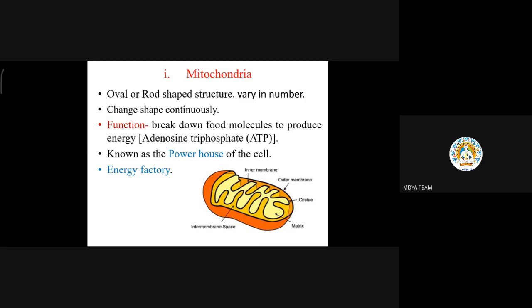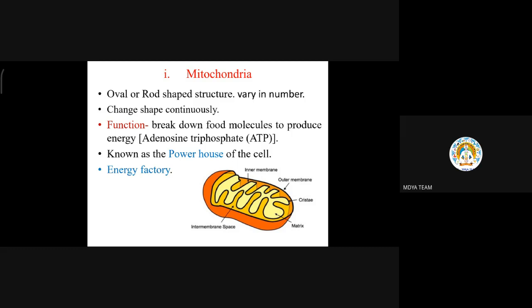Mitochondria is an oval or rod-shaped structure. It may vary in number, which means the number of mitochondria in a particular cell can vary according to the location of the cell. You will understand this. The function of mitochondria is to provide energy, so it is known as the powerhouse of the cell or energy factory of the cell.